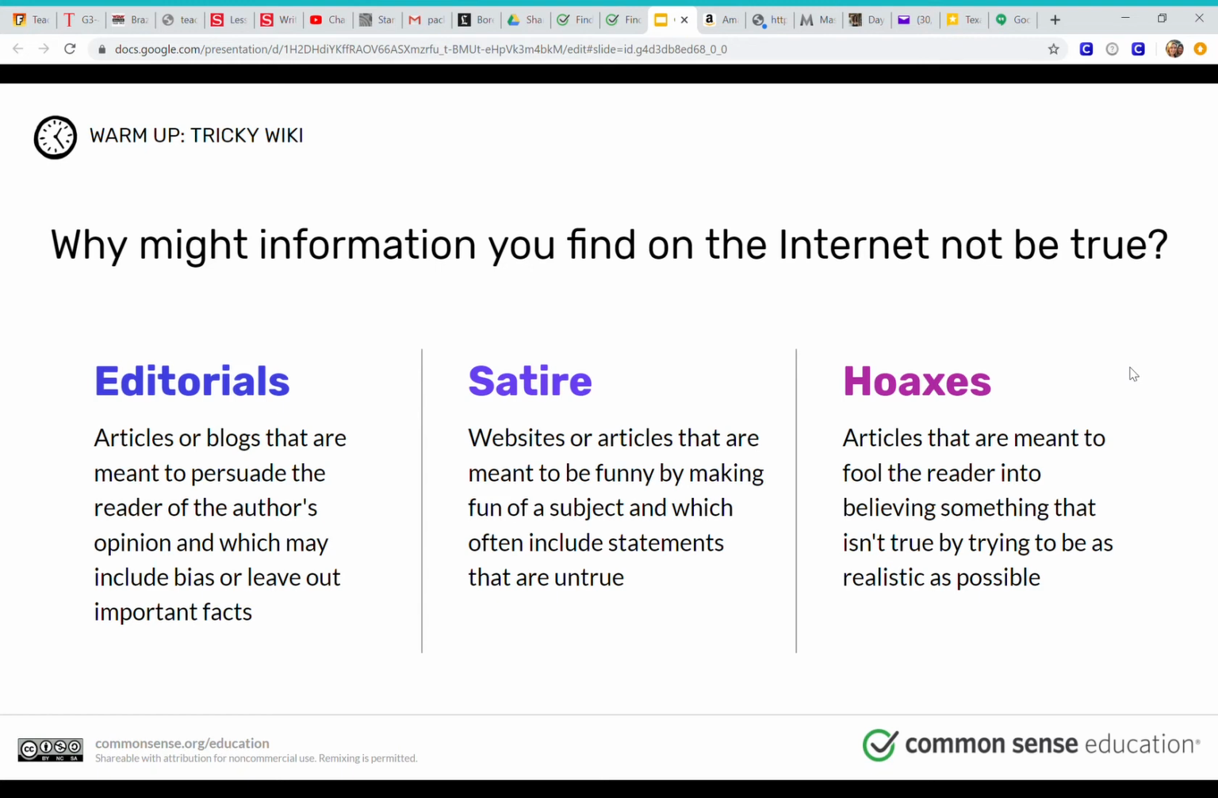Now we need to make sure that we don't fall for them, but the problem with hoaxes is, see this, by trying to be as realistic as possible. If somebody's really good at lying or really good at making stuff up, then that article, whatever it is, might sound true, okay? Which is why you need to do your research and check on other websites, or other news outlets, to make sure that they are also reporting the same thing, okay? Because we don't want to get tricked.